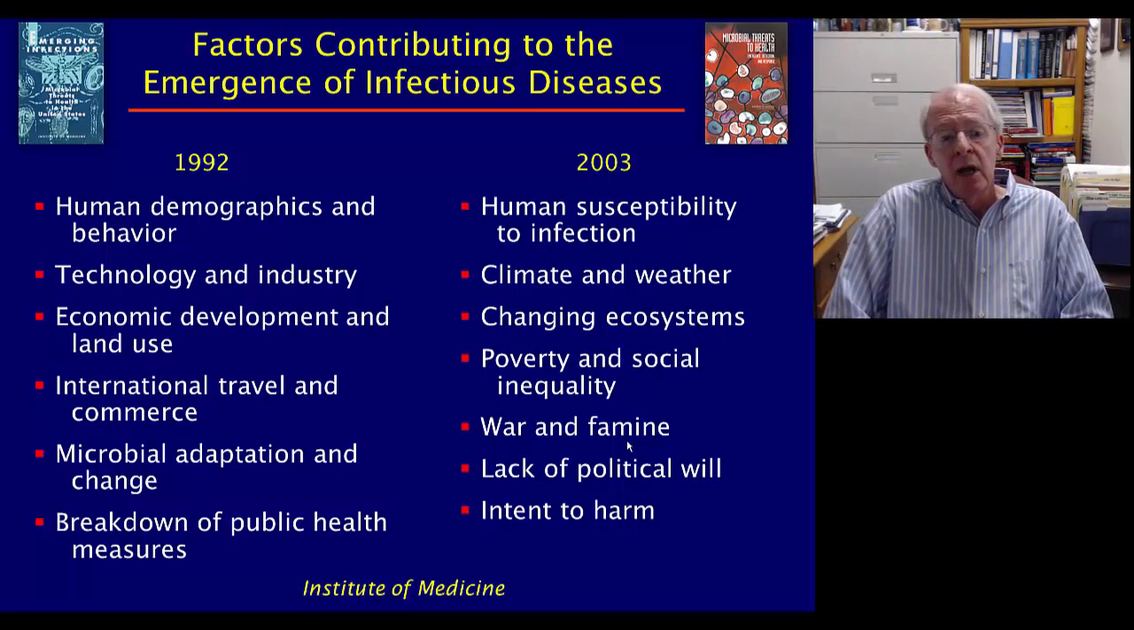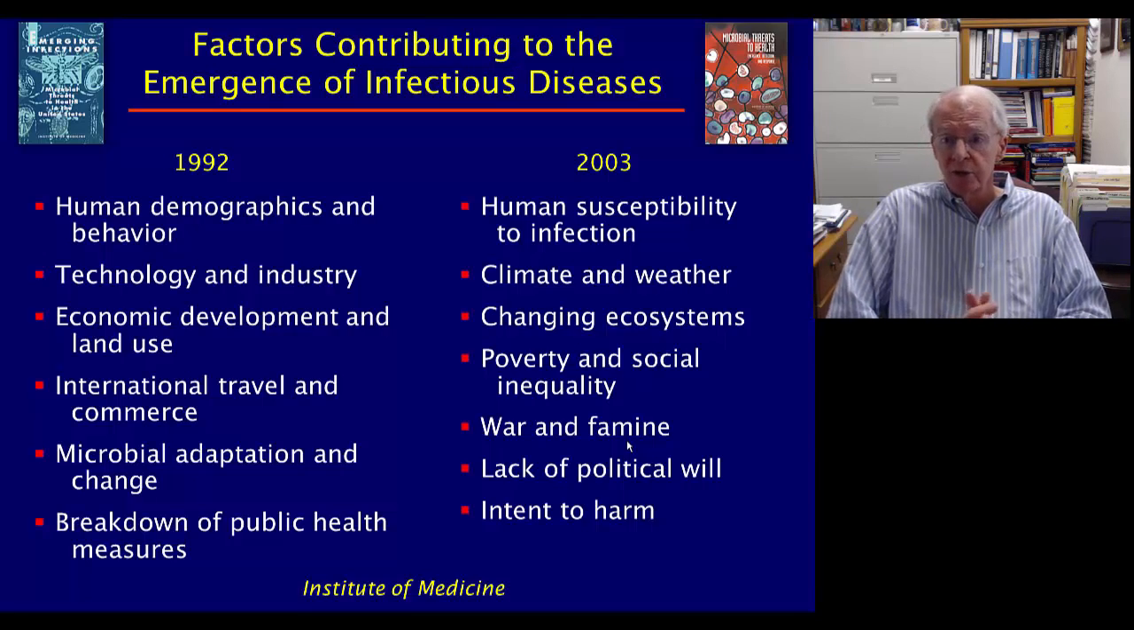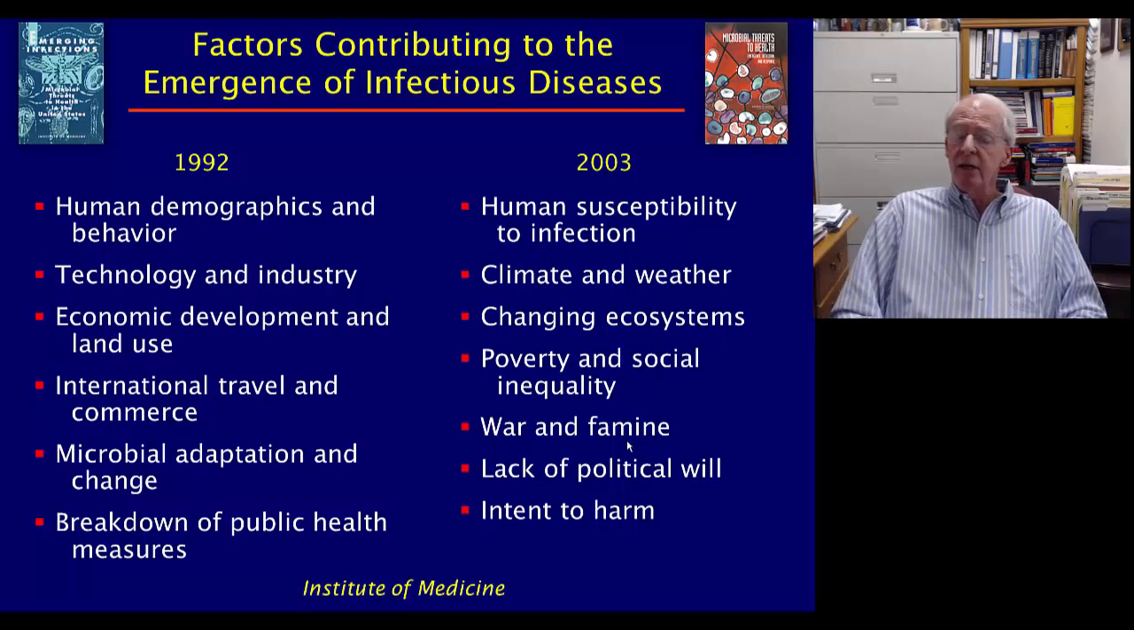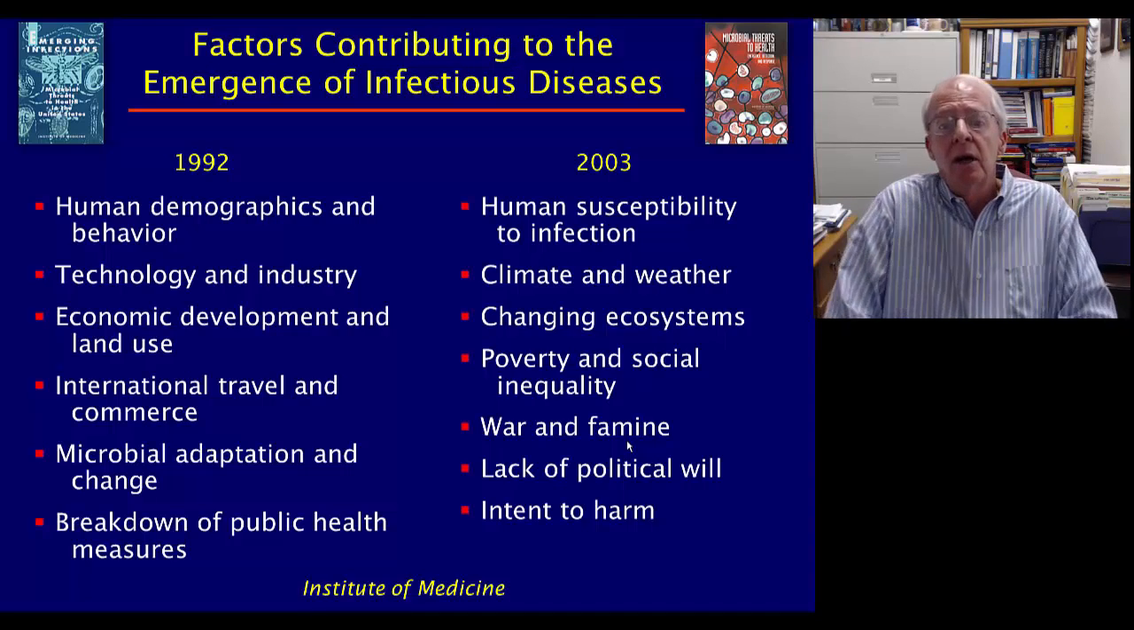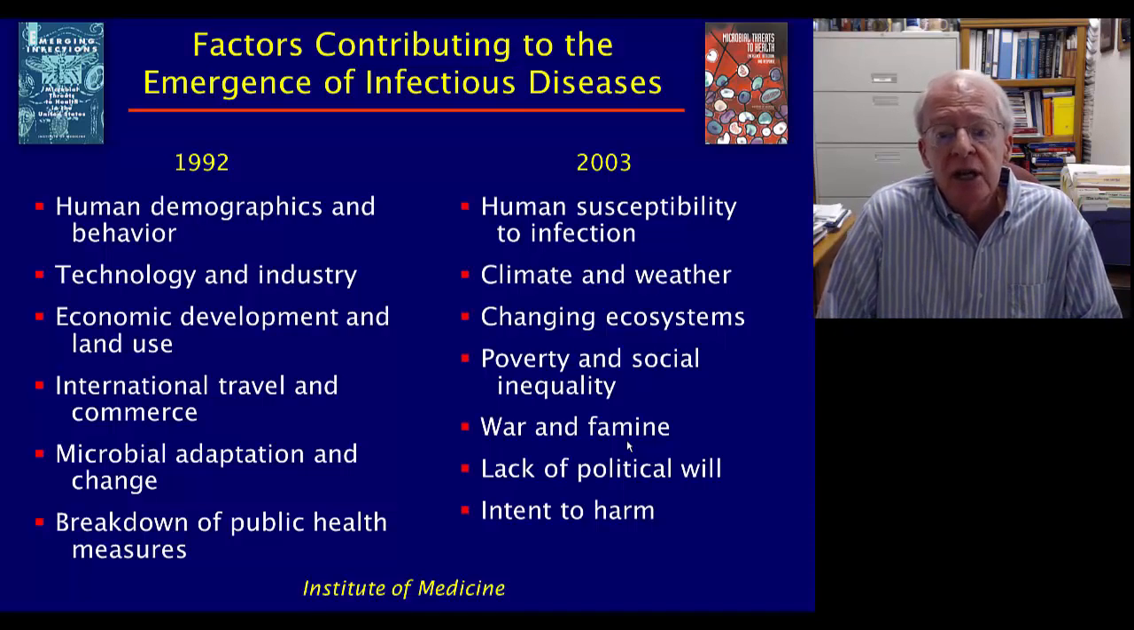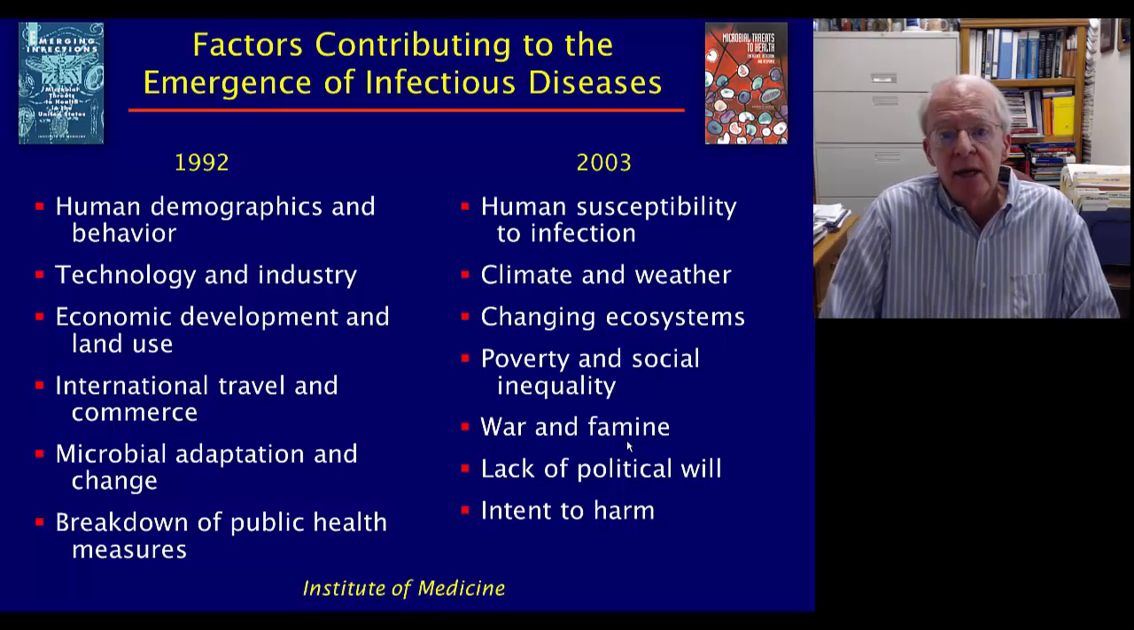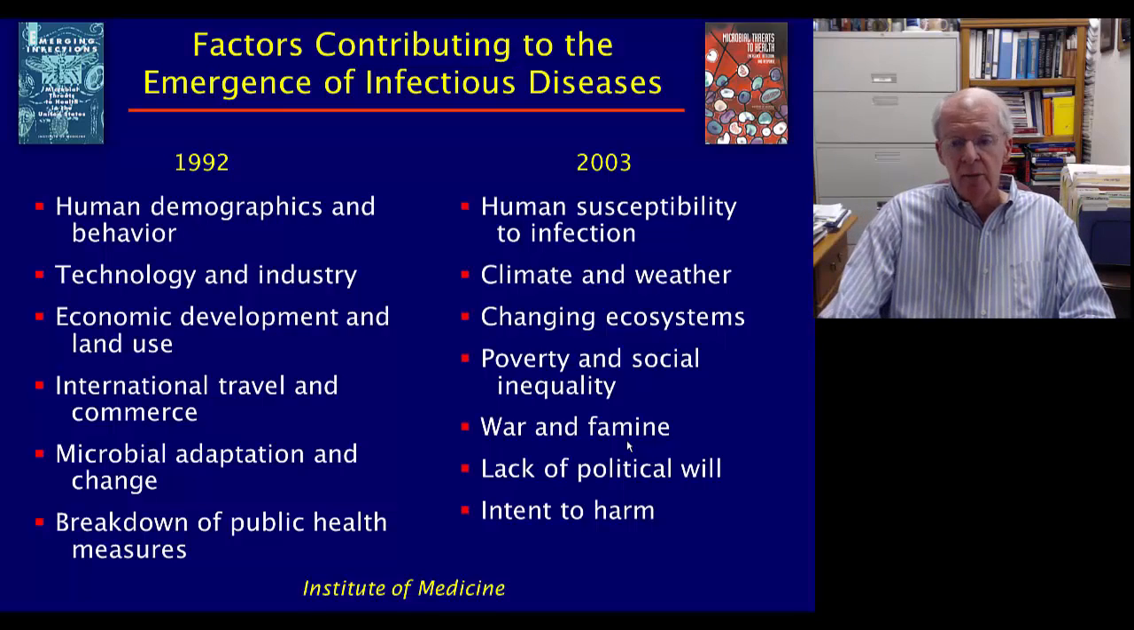That committee, again, co-led by Dr. Letterberg and Dr. Margaret Hamburg, who is currently the U.S. Commissioner of the Food and Drug Administration, validated the original 6 factors and added 7 more. Changes in human susceptibility to infection, climate and weather changes, changing ecosystems, poverty and social inequality, war and famine, lack of political will, and sadly, the intent to harm, bioterrorism.